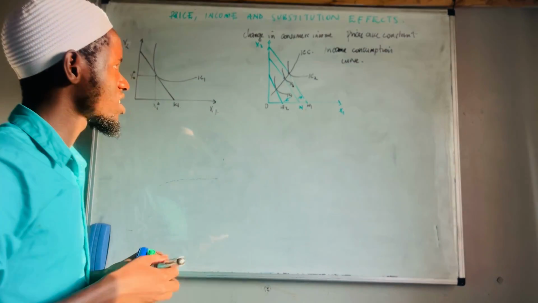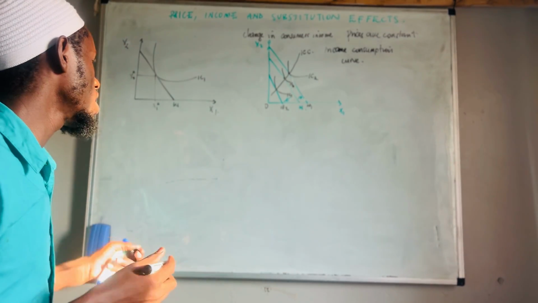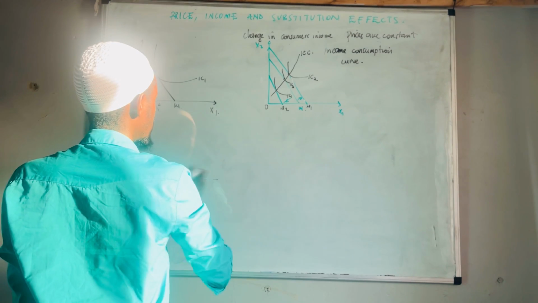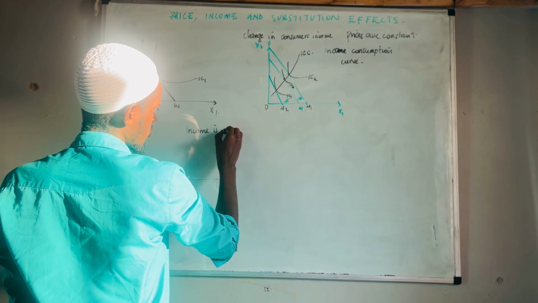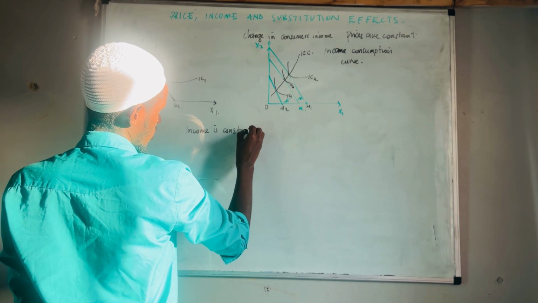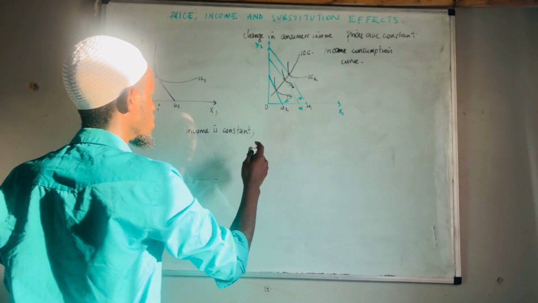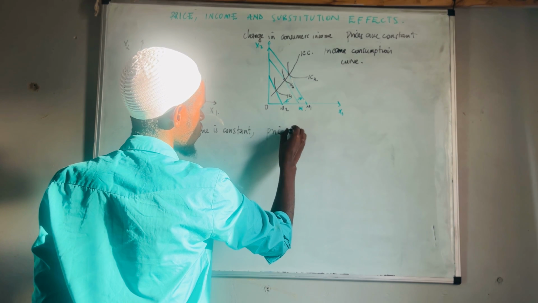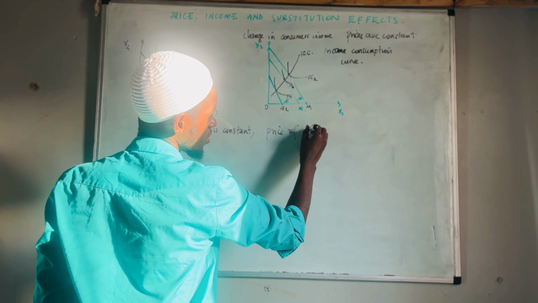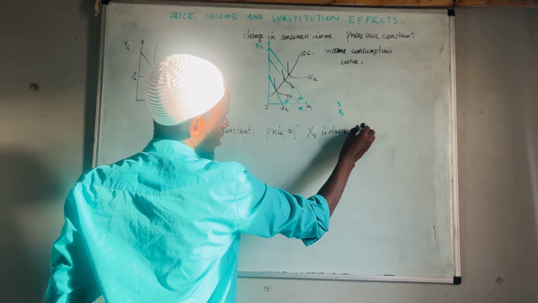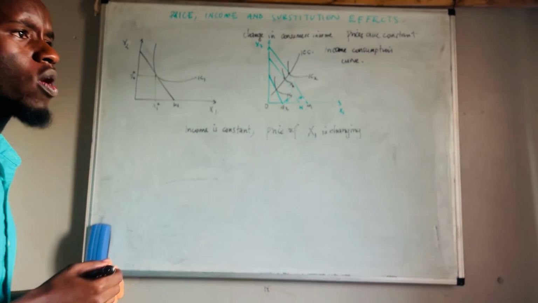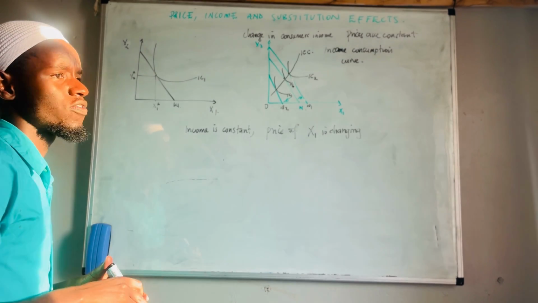Now let us have a second scenario, where the income is constant, but what changes is the price of one commodity. The price of good X1 is changing, like it is increasing or decreasing. What will happen to our budget lines and our indifference curves?